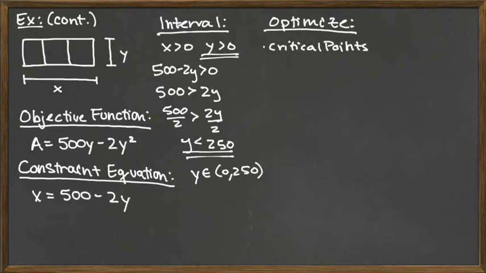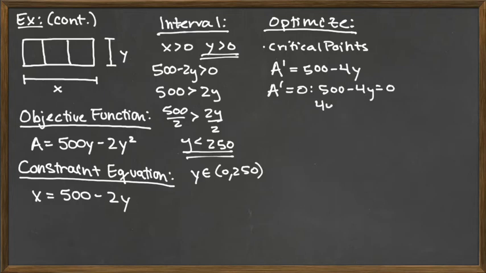So the critical points, we need the derivative. So A prime then is going to be equal to 500 minus 4y when we take the derivative of our objective function. And to get the critical points, we need to figure out where it is equal to 0. So A prime equal to 0. We've got 500 minus 4y is equal to 0. So that'd be 4y is equal to 500. Divide both sides by 4, and you've got y equals 500 divided by 4, which would be 125. Okay, so that's our critical point.